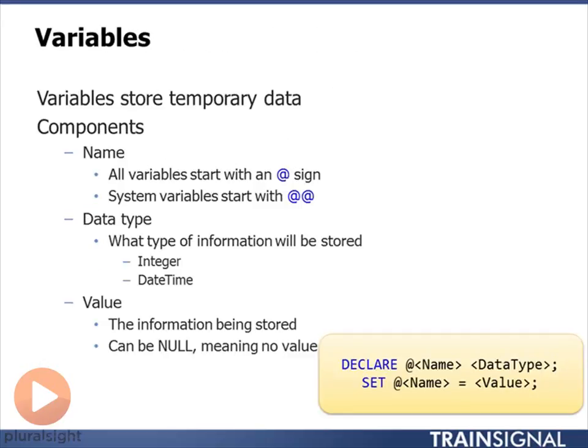The last little thing that I want to highlight, which we're going to see a couple of times in the course, is variables. Variables are designed to store temporary data. They've got 3 components: a name, and by the way, all variable names must start with an @ sign. As a little side note, system variables are going to do 2 @ signs. You're going to notice that we've got a data type, which is going to be the type of information that's going to be stored inside of there. For example, it might be an integer or a date time. And then finally, the value, which is the information that's going to be stored. Now, as a real quick side note, in SQL, that value could be null, meaning that there is no data.